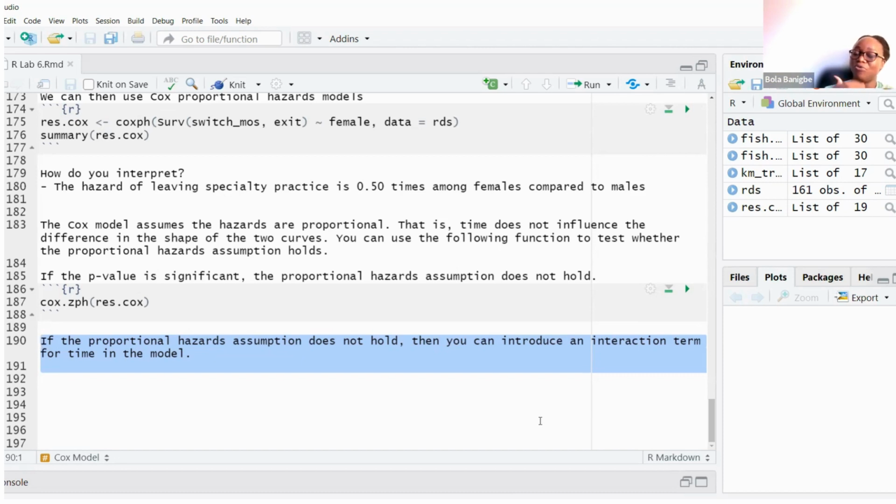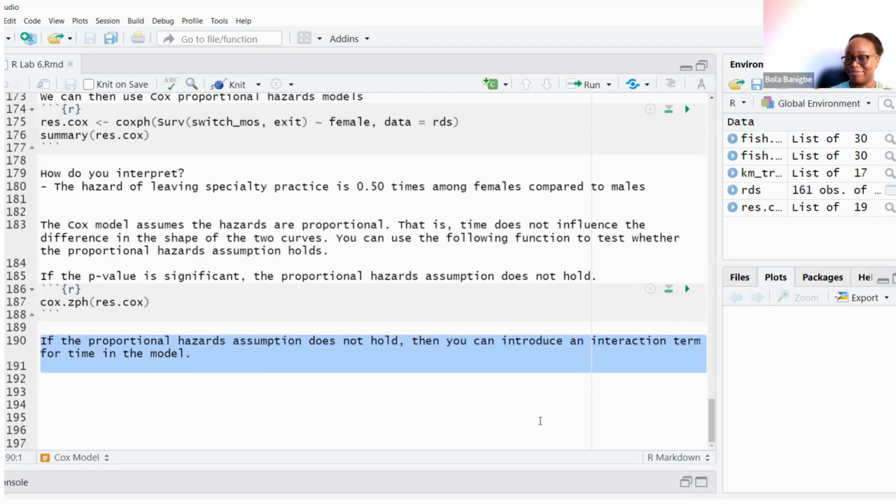However, if you test the assumption and the assumption does not hold, you can then introduce an interaction term for time in the model. Because basically the proportional assumption is that time does not influence the difference. It does not influence the shape of the curve. So if you test that assumption and in your data time does influence the shape of the curve, then what you do is introduce an interaction term for time. You put time in the model as an interaction term.